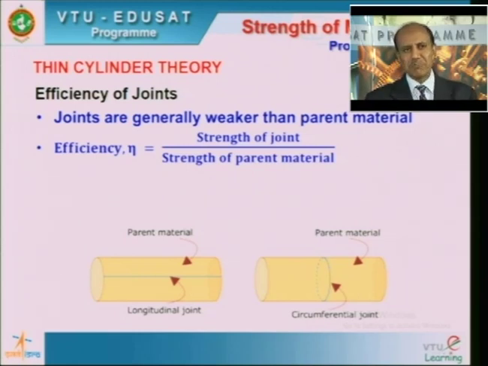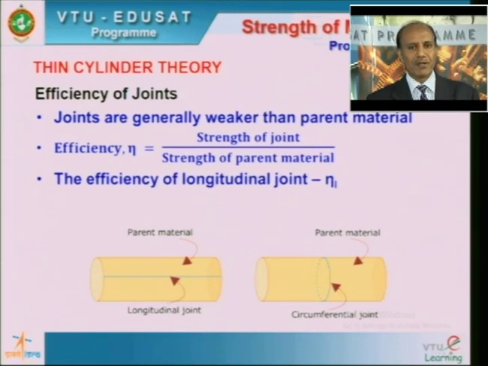So what is efficiency? Strength of a joint divided by the strength of the parent material. That means how strong your joint is when compared to your parent material. I can say 80% strong when compared to the parent material, or 60% strong. That's how I can define efficiency. It's the ratio of strength of joint to strength of parent material.